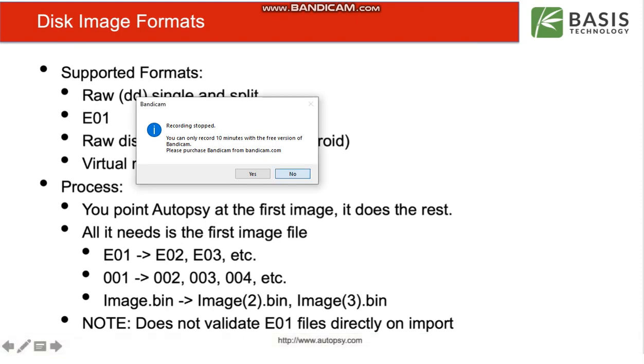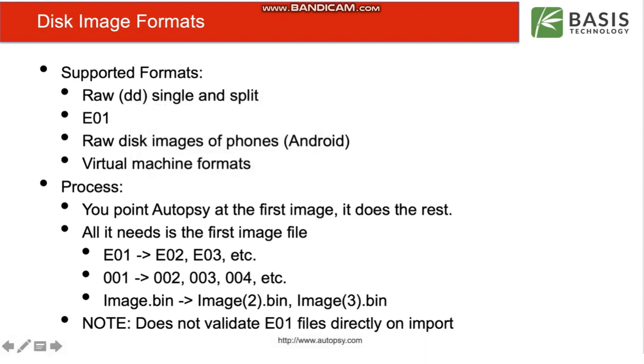Autopsy supports the common disk image formats, such as RAW, DD images, either a single file or split over multiple files. E01s, you can bring in RAW images or E01s of smartphones, such as Android or iOS, virtual machine formats, etc. Pretty much all the common formats you can bring into Autopsy. General process is you'll point Autopsy at the first image, and it will do the rest. All it needs is the first image in the file.